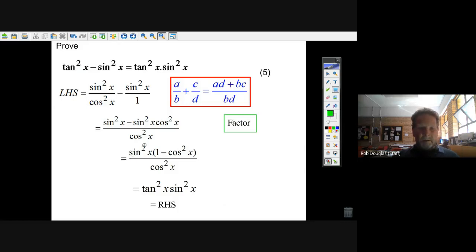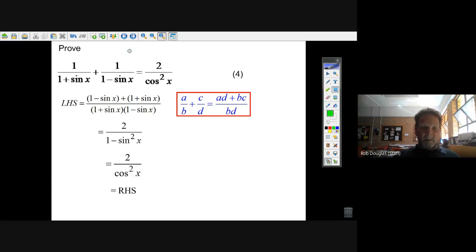Oh, look at this. Sine squared over cos squared. I know what that equals. That equals tan squared. And there's another identity that says that 1 minus cos squared is really equal to sine squared. Well, I think we've managed it. We've managed to make the left-hand side look exactly like the right-hand side.